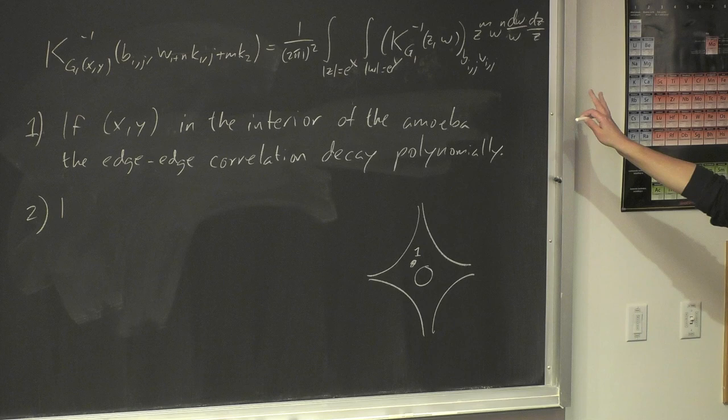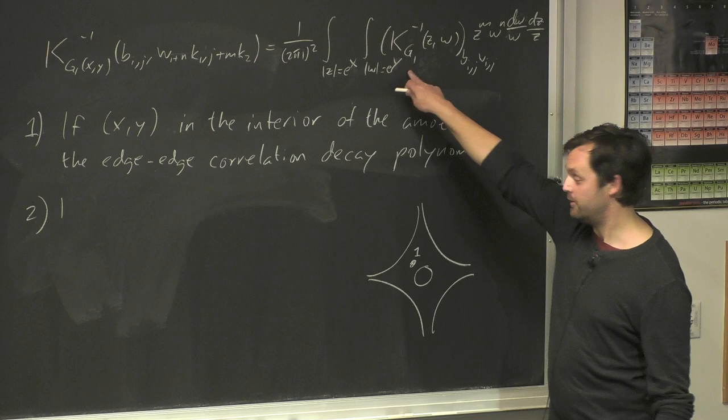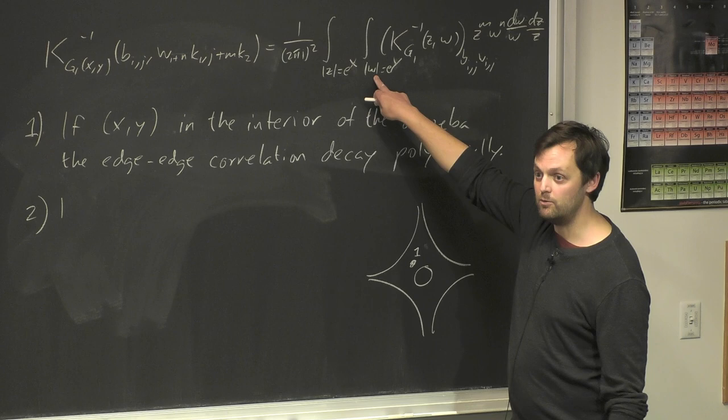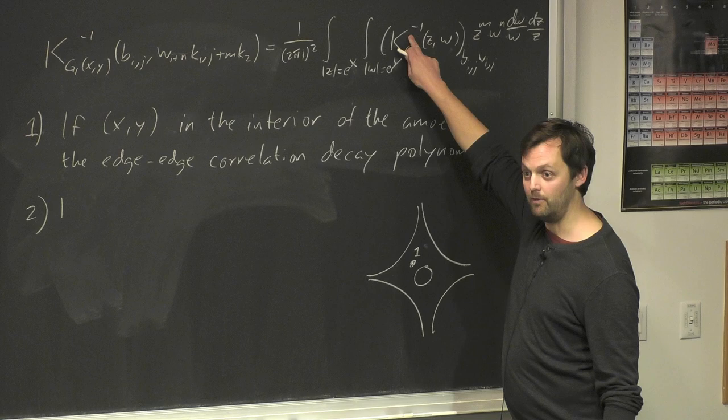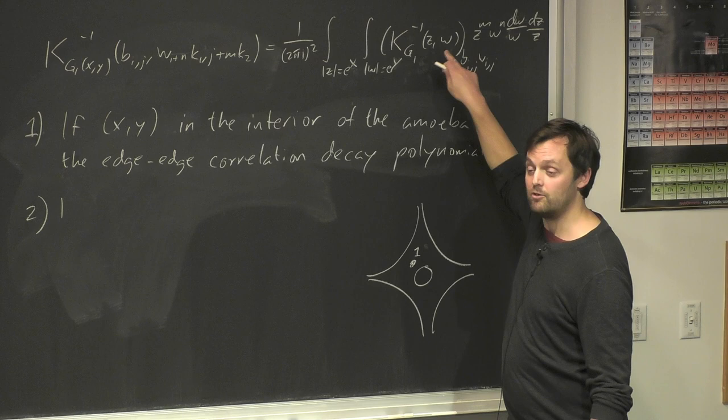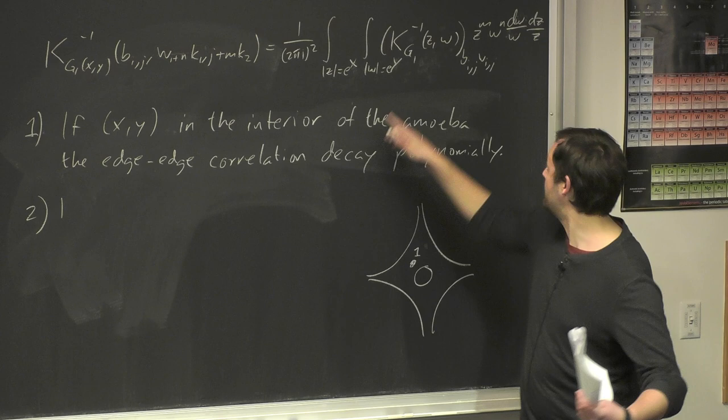So what I'm trying to say is that if x and y are in the interior of the amoeba here, then z and w are points where this matrix is not invertible. And that means that this function here is singular on these curves, and you don't have a very nice decay when m and n increase.